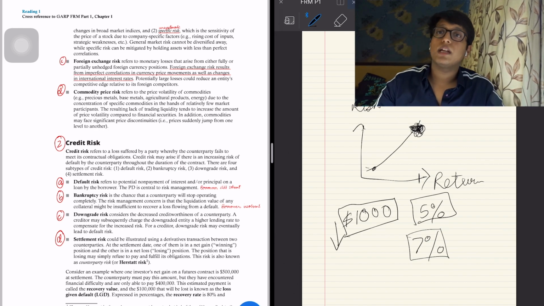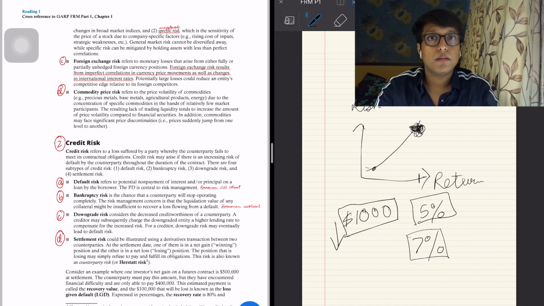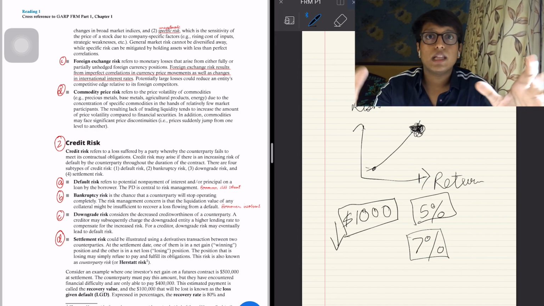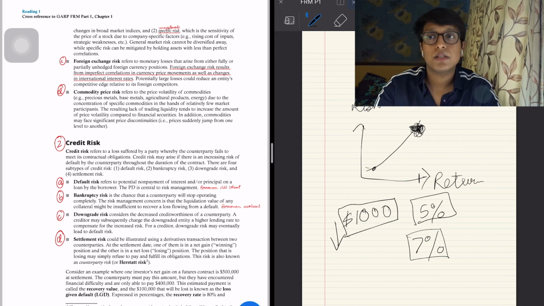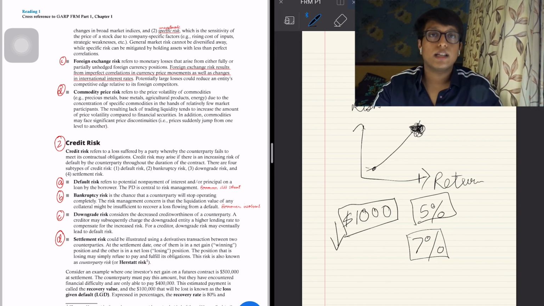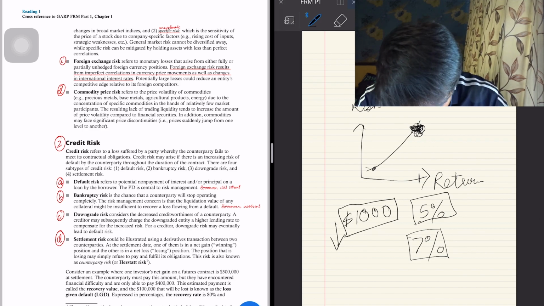The second one is bankruptcy risk. So in this case, the company has completely gone bankrupt. They will never be able to pay you almost anything. You might salvage something out of the bankruptcy proceeding, but that's it. And the company will usually never function again unless it is restructured by the bankruptcy code or anything that exists in that country.